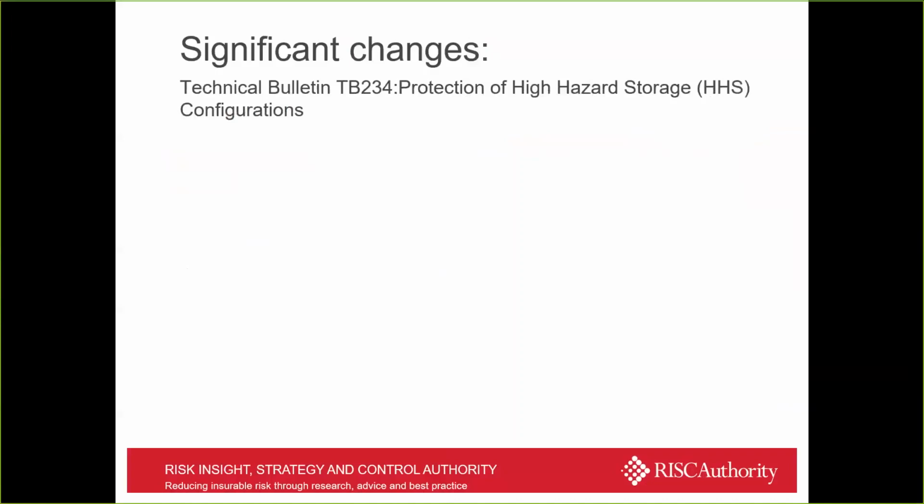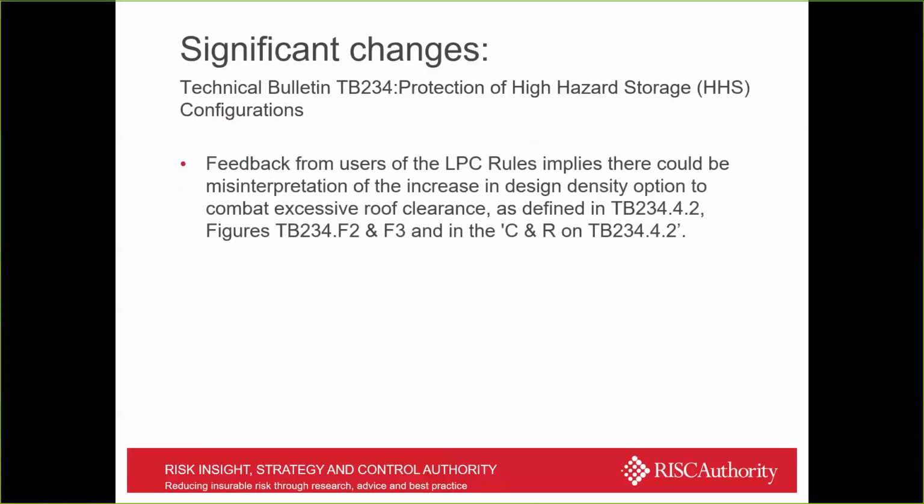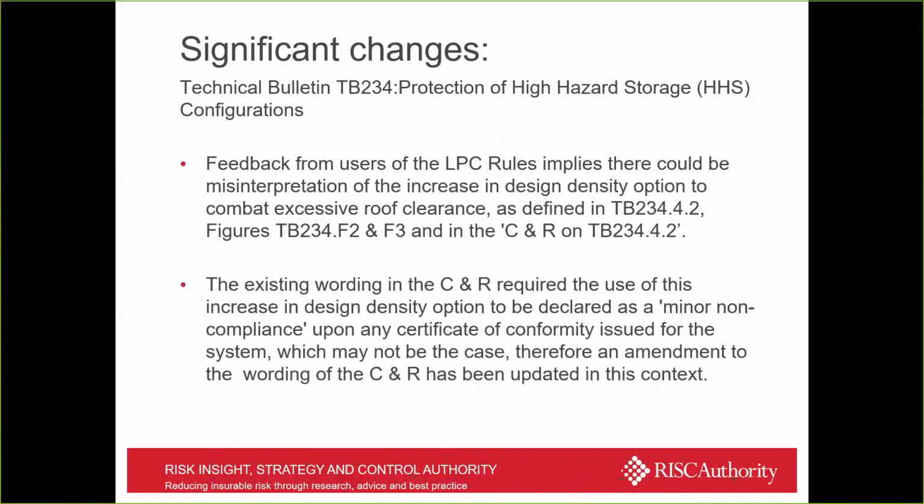TB234, protection of high hazard storage configurations. We had various feedback from when that was first published regarding the interpretation, or you could say the misinterpretation, of the increase in the design density requirement where you had excessive roof clearance. There was misunderstanding about where the 4-metre clearance was derived from, whether that was from the top of the actual goods being stored. So we've tried to do an amendment that will clarify that for people, and we've actually included worked examples, so hopefully that will make it clear now.